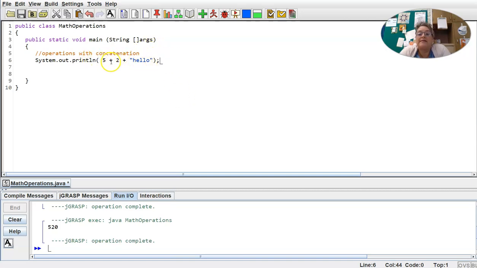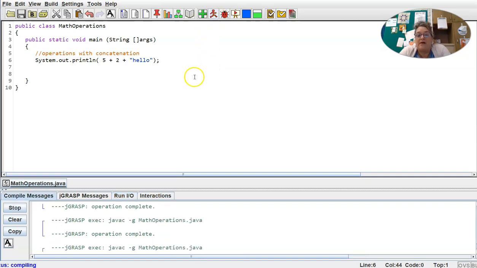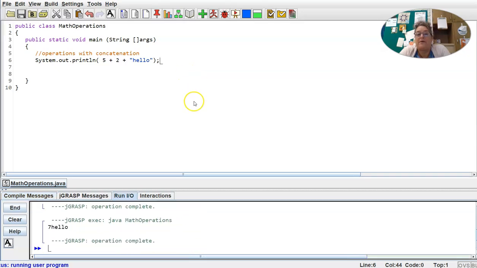Java's precedence is going to treat addition and concatenation in order from left to right. So the 5 and the 2, because they come first, they're both integers, they'll get added, and that'll be a 7. Then that gets concatenated or joined together with the string hello. So this should output 7 hello. So let's go ahead and try that. Okay, and there we go.